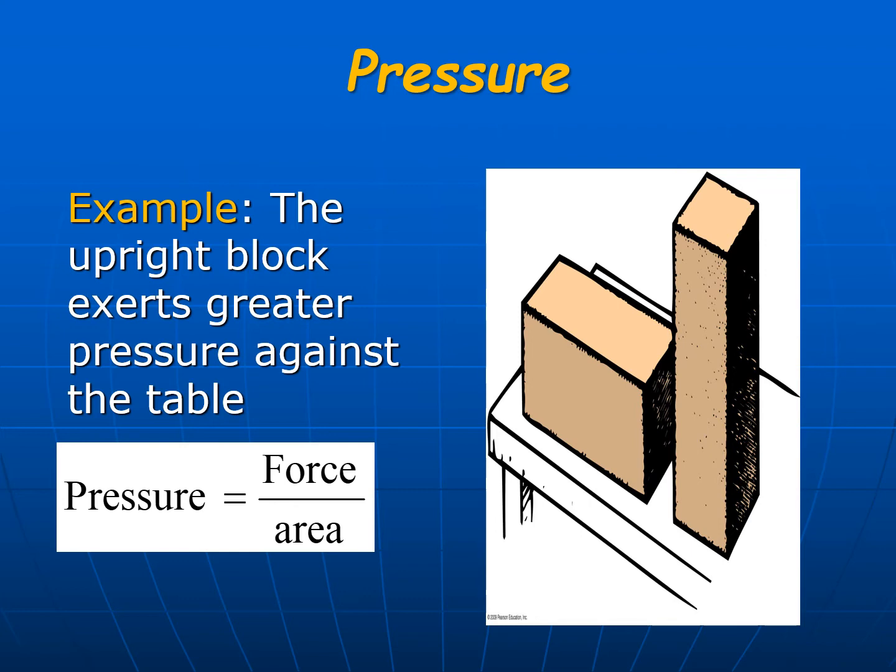Another example, this block could stand in an upright position or in a side position. Which one will exert more pressure on the table than the other? In the upright position, the area is small. In the side position, the contact area for the force is large. So the pressure in the upright position will be more than the other one. So the upright block will exert greater pressure against the table than the other position. Pressure equals force divided by area. Area is small. Force is the same. The weight of the block is the same in both cases. So the pressure will be increased. An inverse relationship between pressure and area.